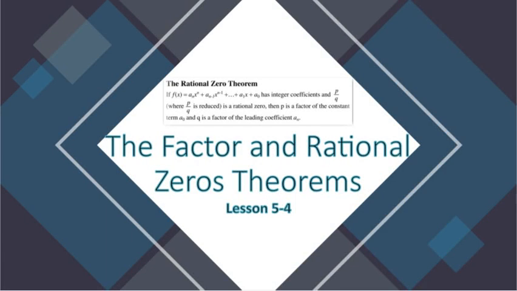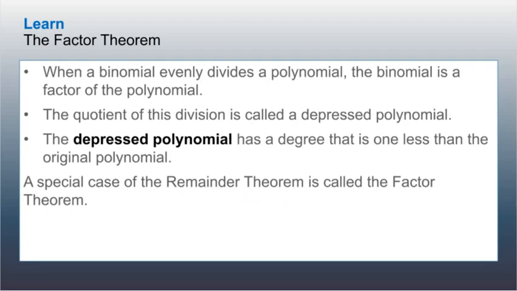Lesson 5-4, the factor and rational zeros theorem. When a binomial evenly divides a polynomial, the binomial is a factor of the polynomial. The quotient of this division is called a depressed polynomial. A depressed polynomial has a degree that is one less than the original polynomial.